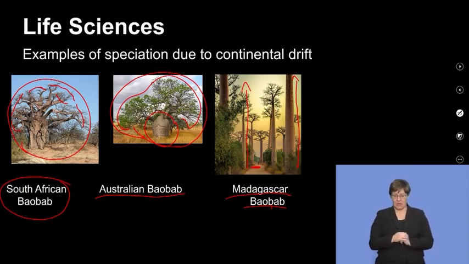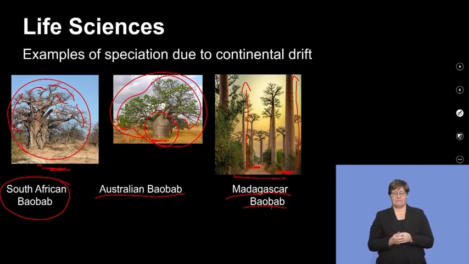However, if we look at the Madagascar baobab and the South African baobab, we can see there's quite a bit of difference between the two. But the Australian one seems to have characteristics that tie the two together. The stem of the Australian one looks similar to the smooth stem of the Madagascan one. However, the way the Australian one branches out is more similar to the South African one. So we can see that they do have similar characteristics.